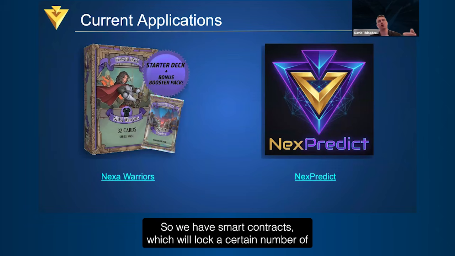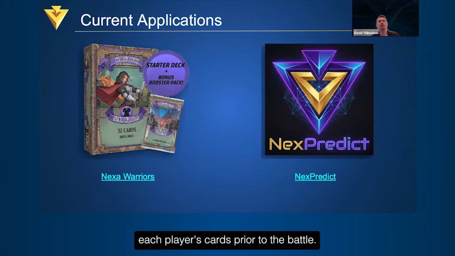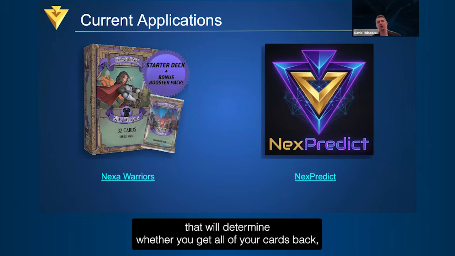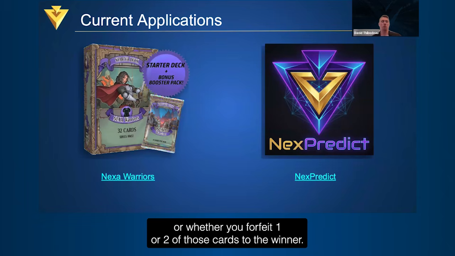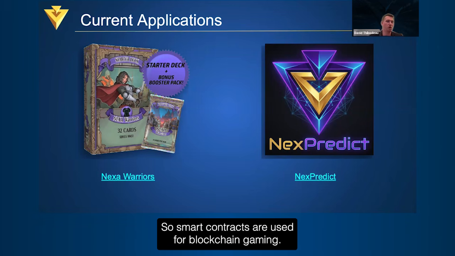So we have smart contracts which will lock a certain number of each player's cards prior to the battle. Upon winning or losing, that will determine whether you get all of your cards back or whether you forfeit one or two of those cards to the winner. So smart contracts are used for blockchain gaming.